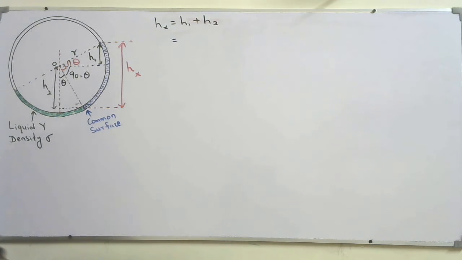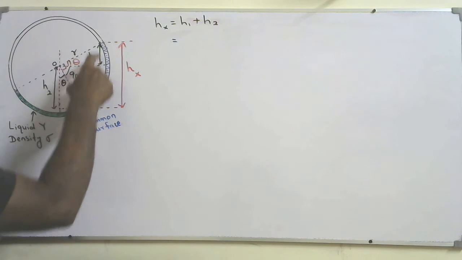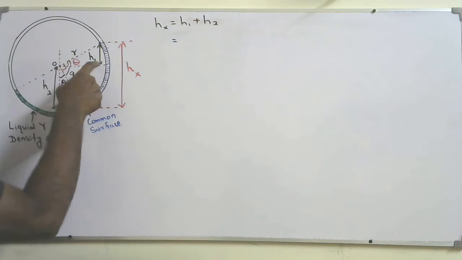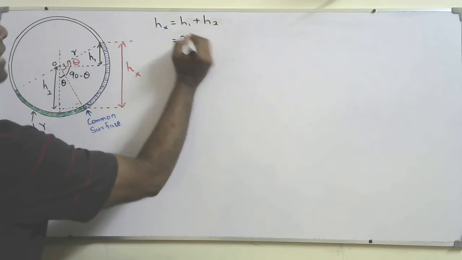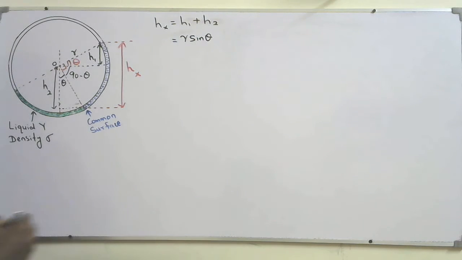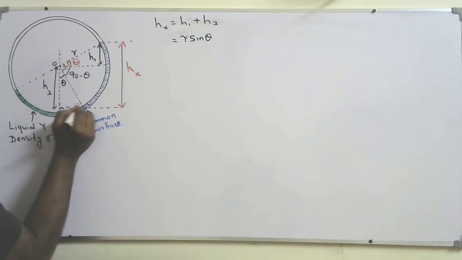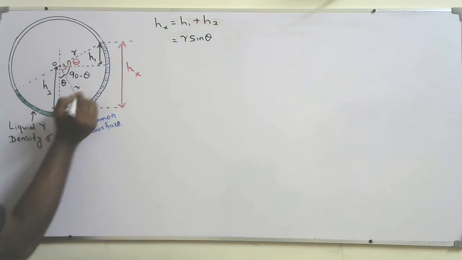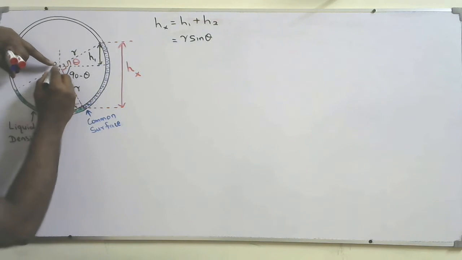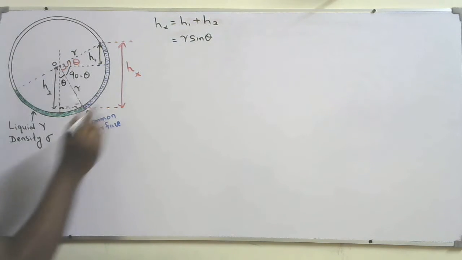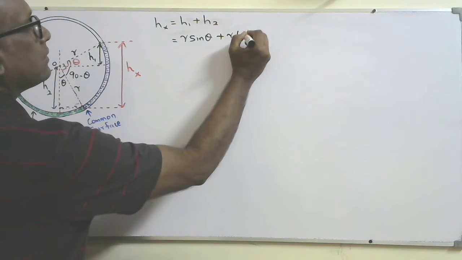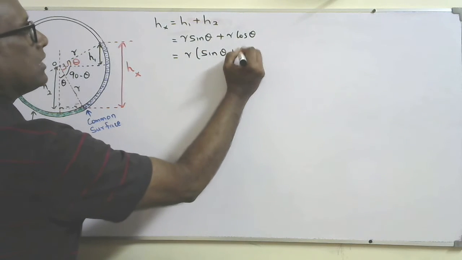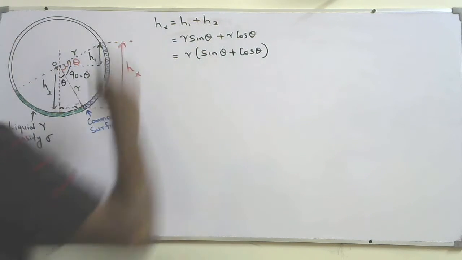When we consider H1 in this right angle triangle, the radius is R. So H1, this height, is equal to R sin theta. In the same way, if you consider this length in this triangle, this is radius R. So this H2 is equal to R cos theta. So that will be R into sin theta plus cos theta, which is HX.